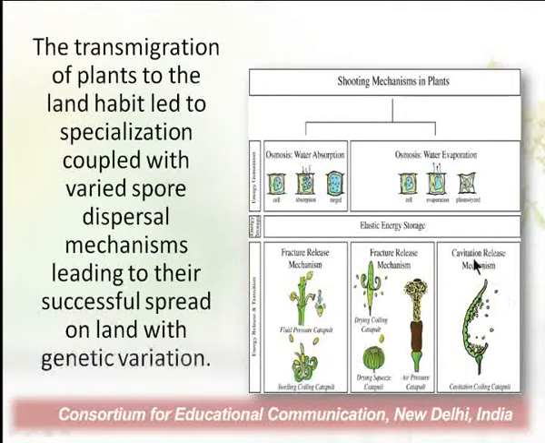This elastic energy can be used in various ways, such as a catapult type of spore dispersal, or dispersal by air sacs. So, we will see that various different groups of plants have shown different strategies of spore dispersal.